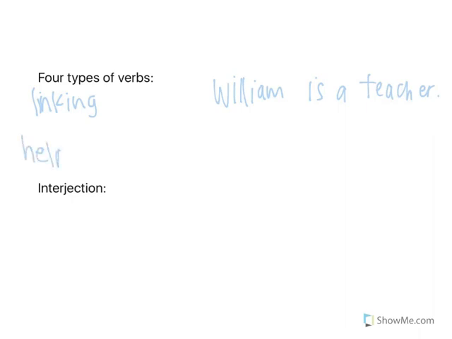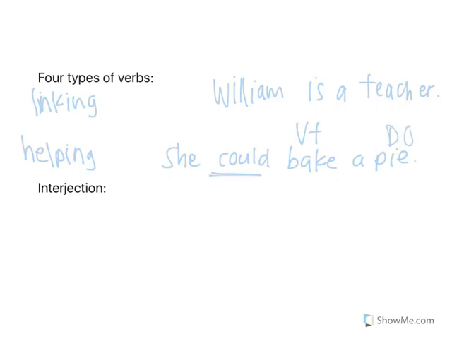So our next type of verb is a helping verb. This is a type of verb that helps another verb so that the sentence can make sense. So, she could bake a pie. Bake is going to be our verb transitive, and pie would be a direct object, and could is a helping verb because it helps the sentence make sense. It gives context for the sentence. Could is just another type of verb to help out bake.